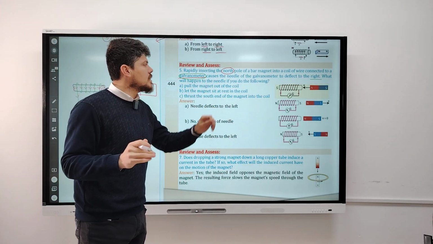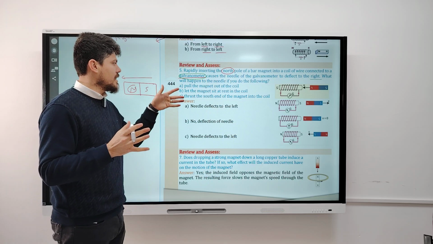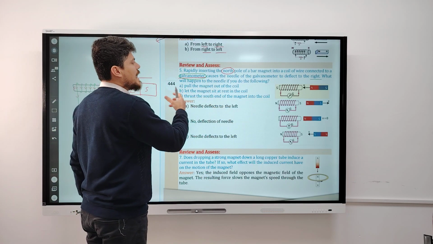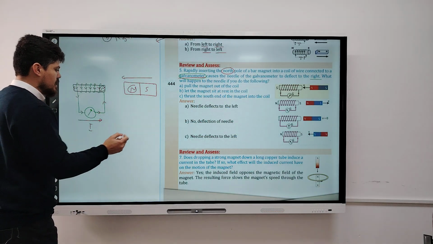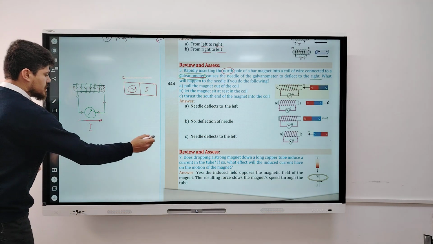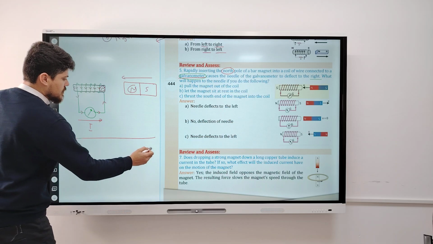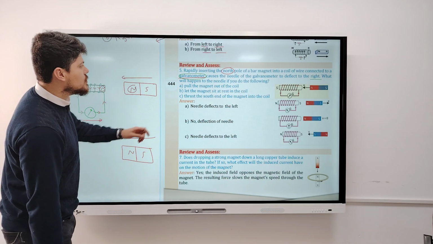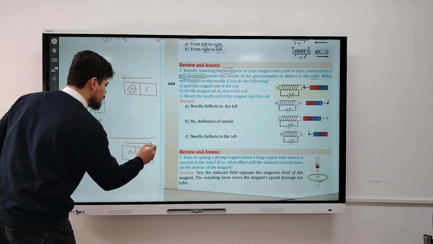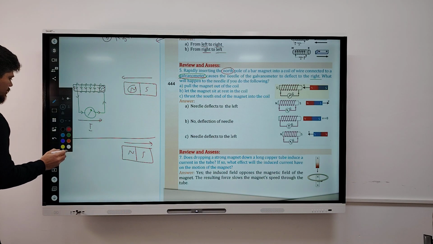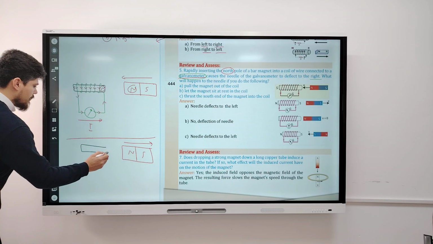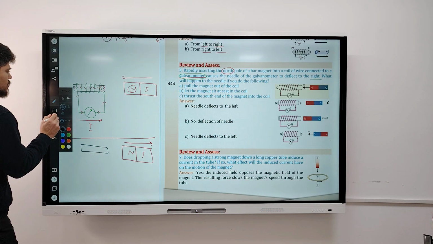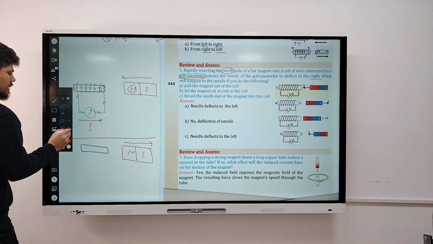What will happen to the needle if you do the following? We have 3 cases, okay? For the first case, if we pull the magnet out of the coil, in that case, look, this is the magnet, north, south. Out of the coil, it means that when we move the north pole away, the deflection of the galvanometer will be opposite to the first case. Why? Because we reversed the direction of the current.